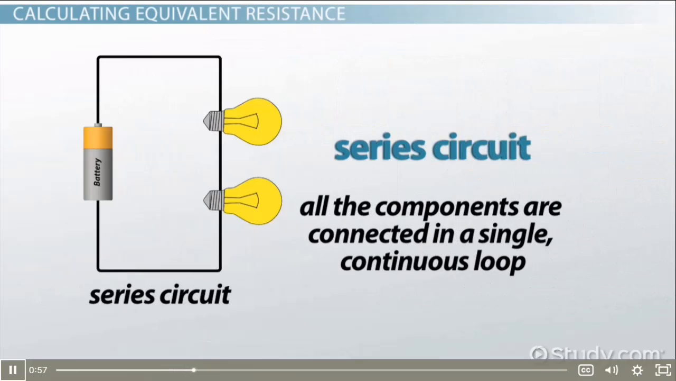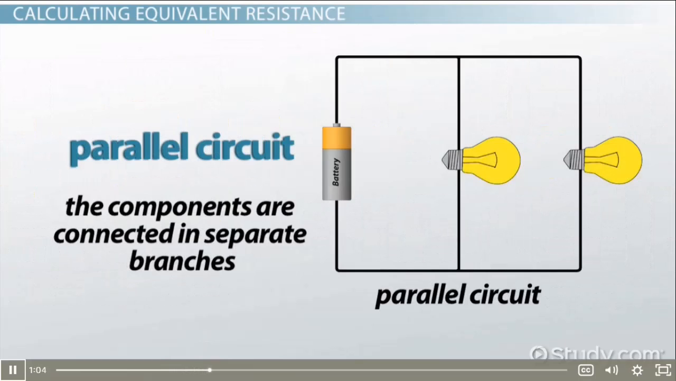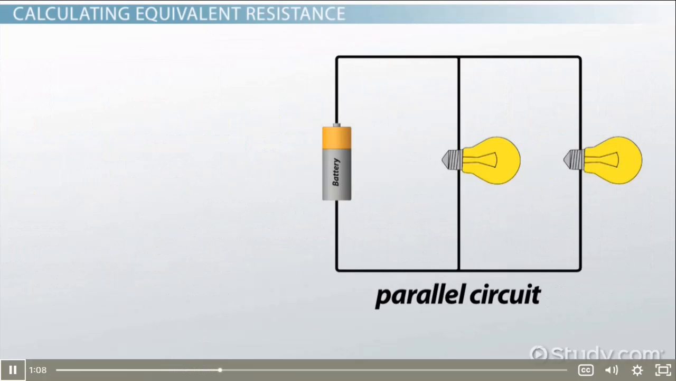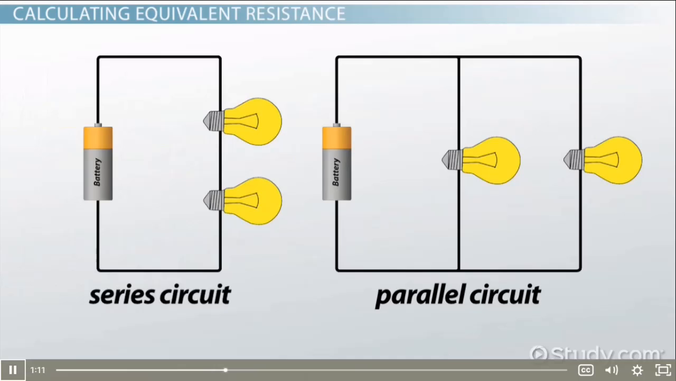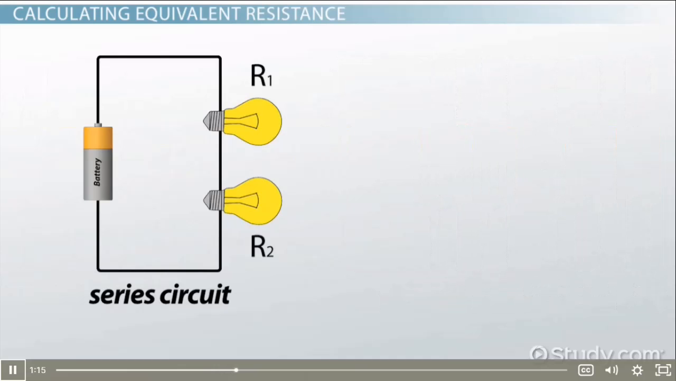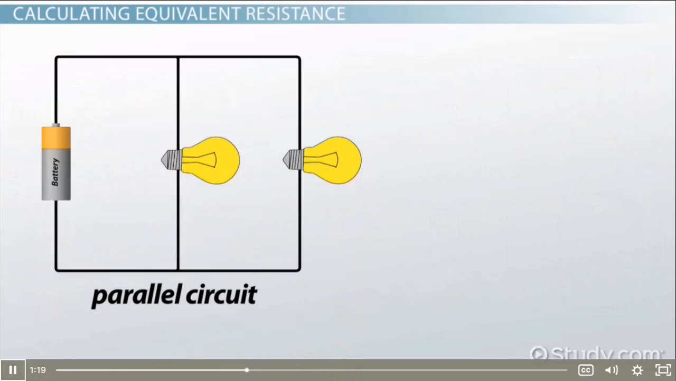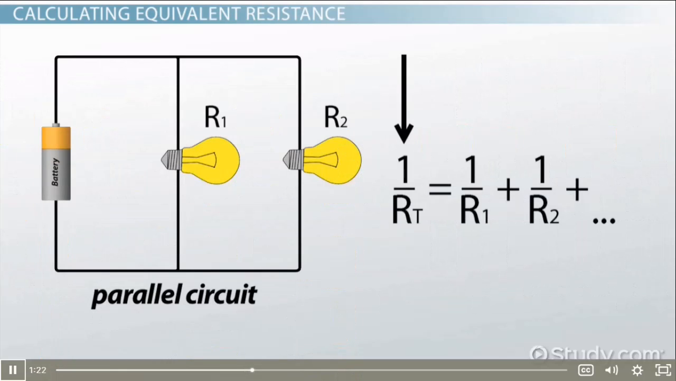A series circuit is one where all the components are connected in a single continuous loop. A parallel circuit is one where the components are connected in separate branches. The method we use to calculate equivalent resistance is different for each type of circuit. For a series circuit, we simply add up the resistances of each component. However, in a parallel circuit, the reciprocal of the total resistance is equal to the sum of the reciprocals of the resistances of each branch.